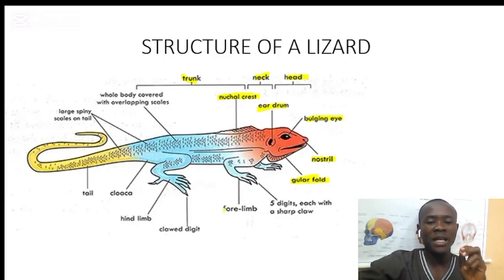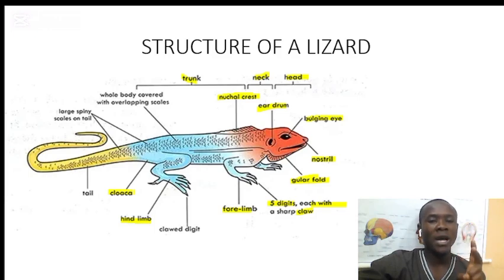We have the limb very close to the head, the forelimb, and this forelimb has 5 digits. Each of these digits has a sharp claw which they use for climbing. We also have the hind limb, with similar characteristics to the forelimb. And we have the cloaca. This cloaca, they use it for excretion and reproduction.